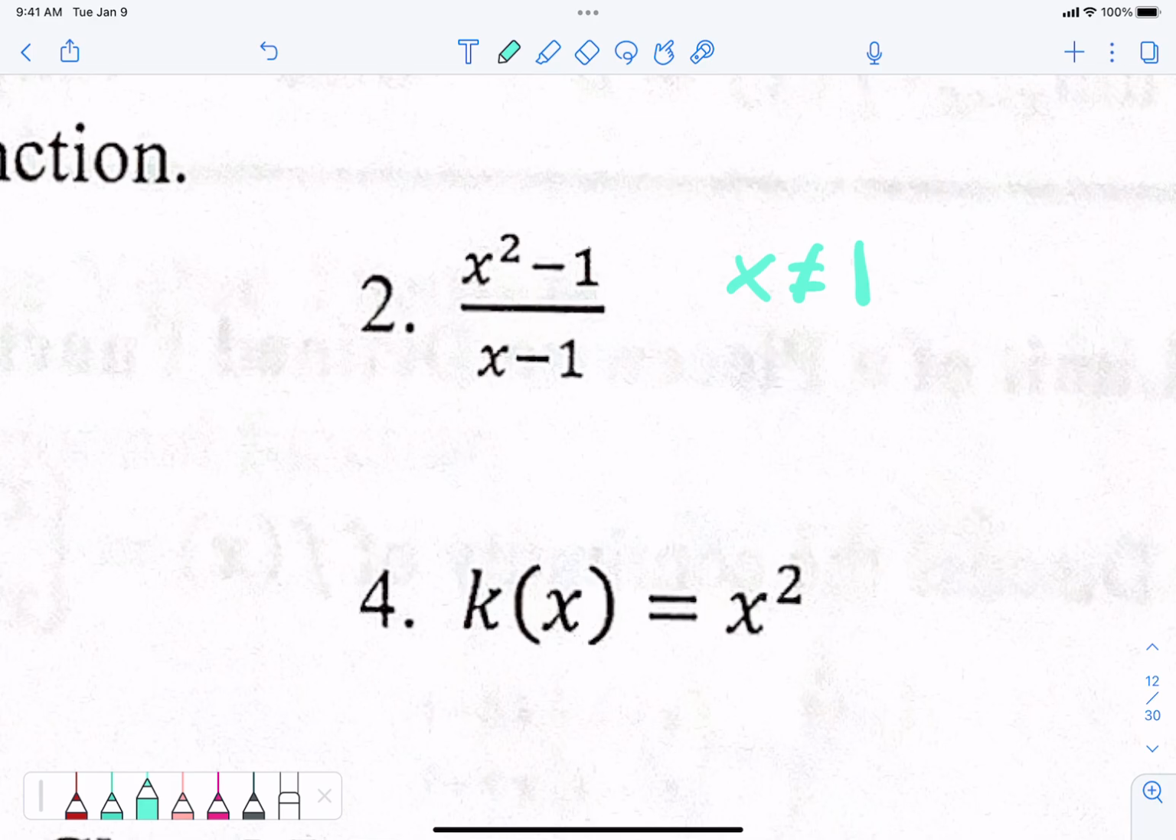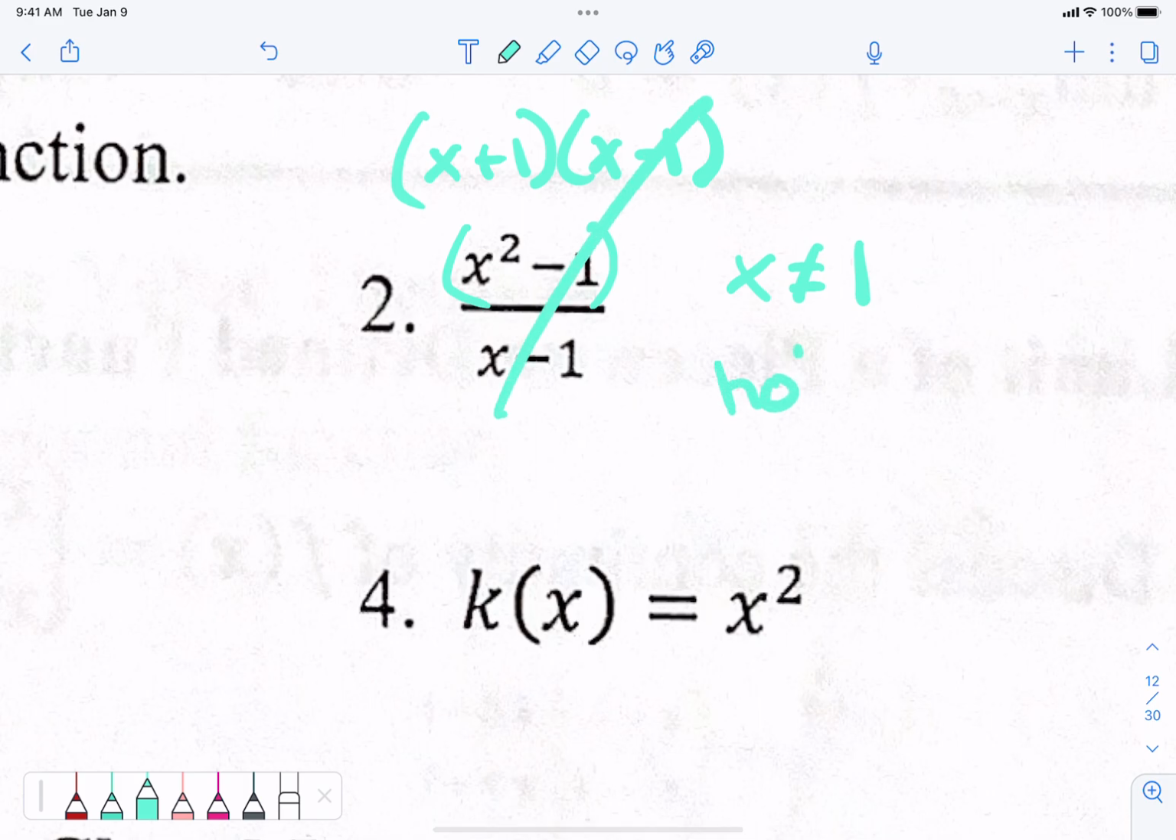How do you know they cross out? Because that's a difference of squares. This is a difference of squares. Okay, so it is x plus 1 and x minus 1, right? So x minus 1 cancels out, right? So this is actually a hole at 1, okay?